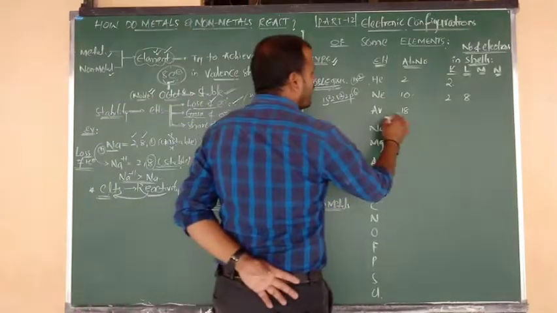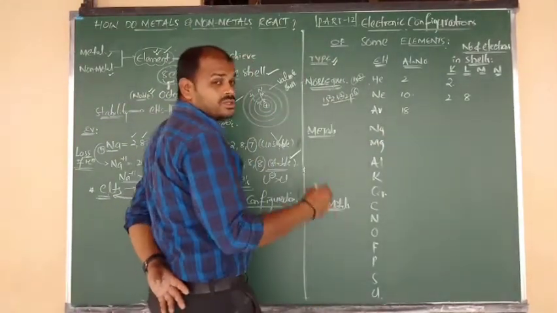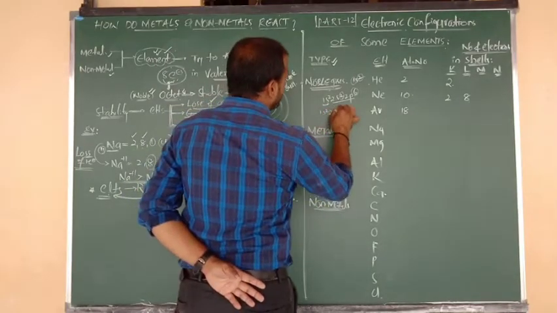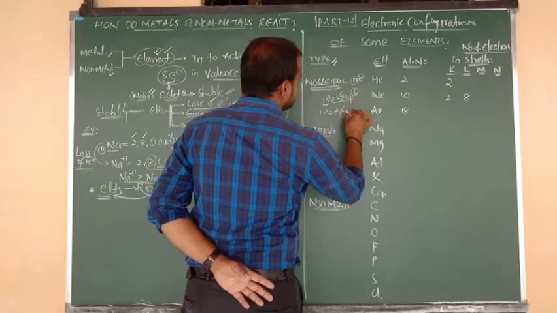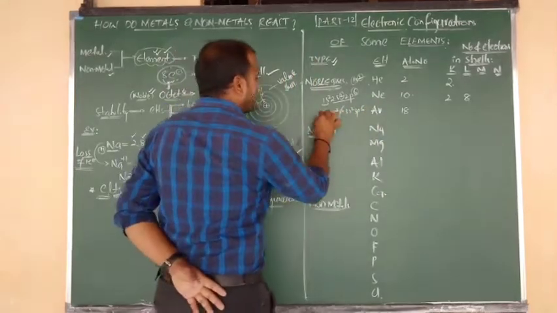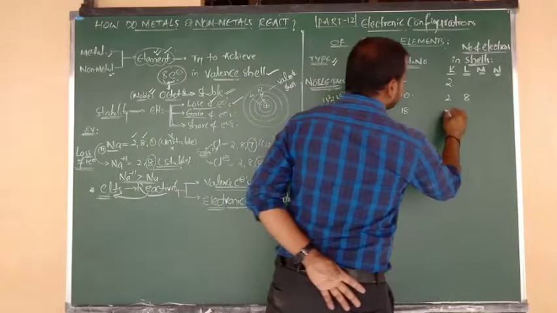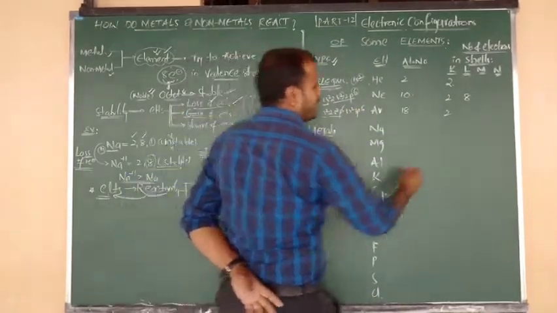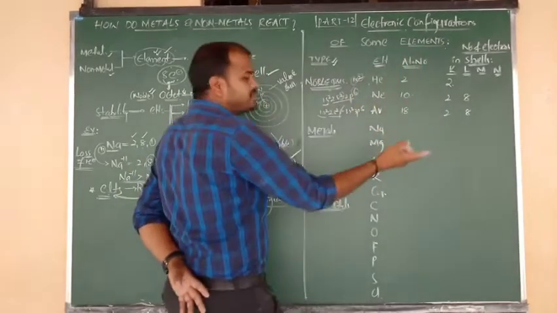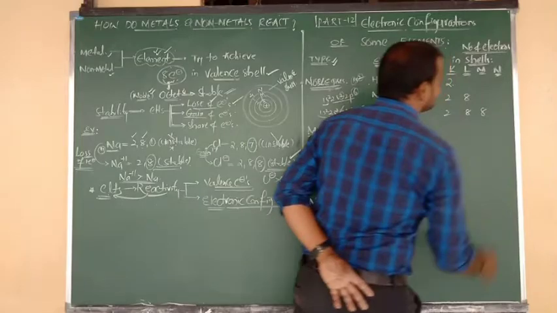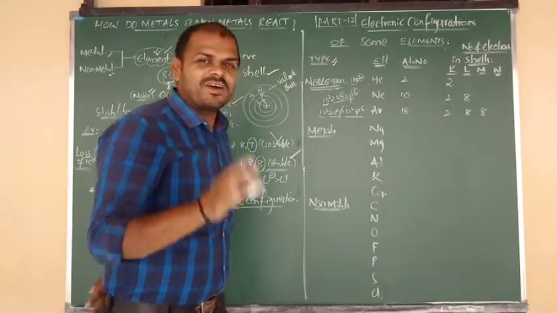Next go to argon. Atomic number is 18. So again, try to say the electronic configuration of argon. 1s2, 2s2, 2p6, 3s2, 3p6. That means the K shell contains 2 electrons. L, the second orbit, contains 6 plus 2, 8 electrons. Next the M shell, the third orbit, 6 plus 2 contains 8 electrons. Understood? Once again.